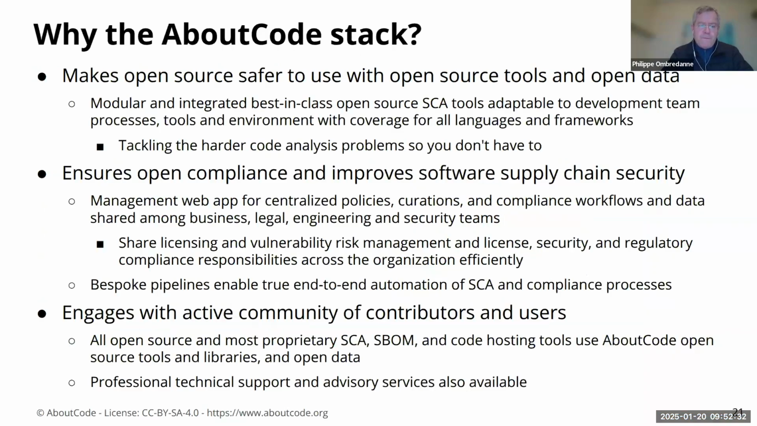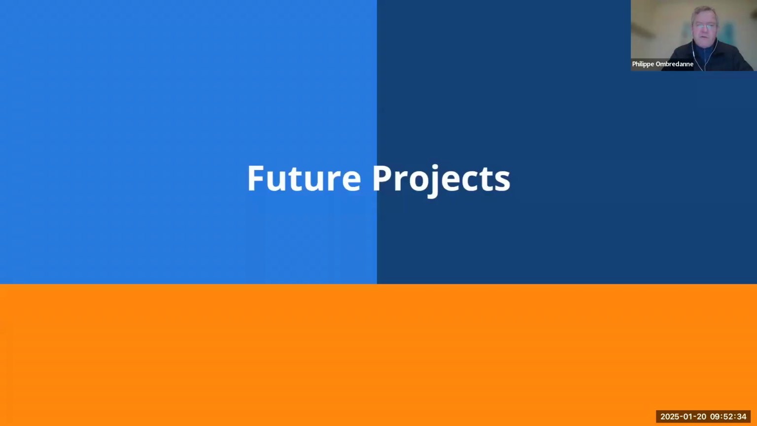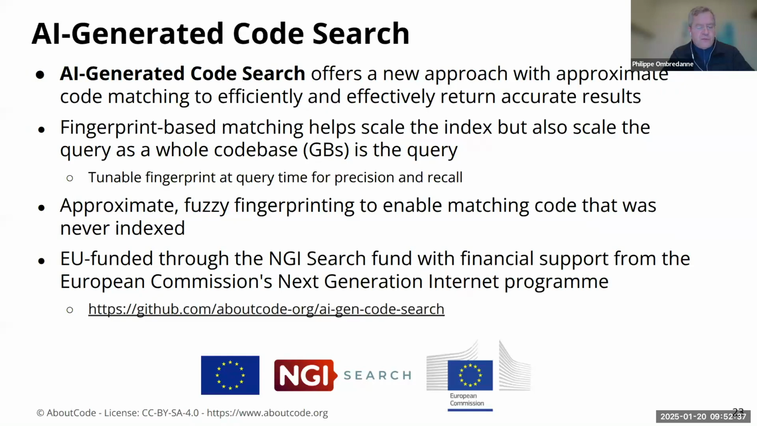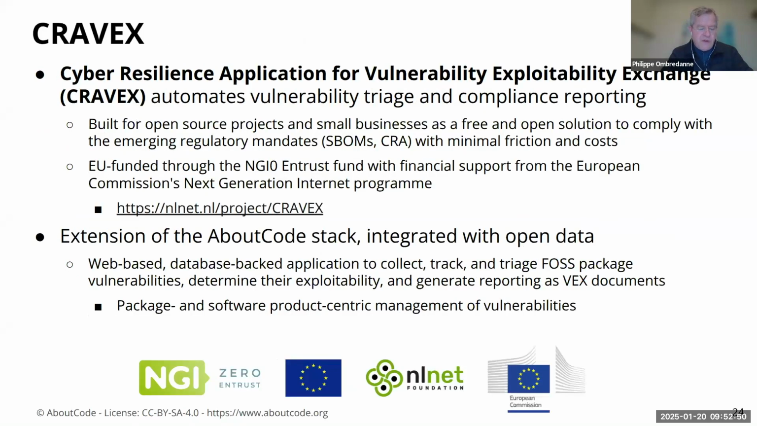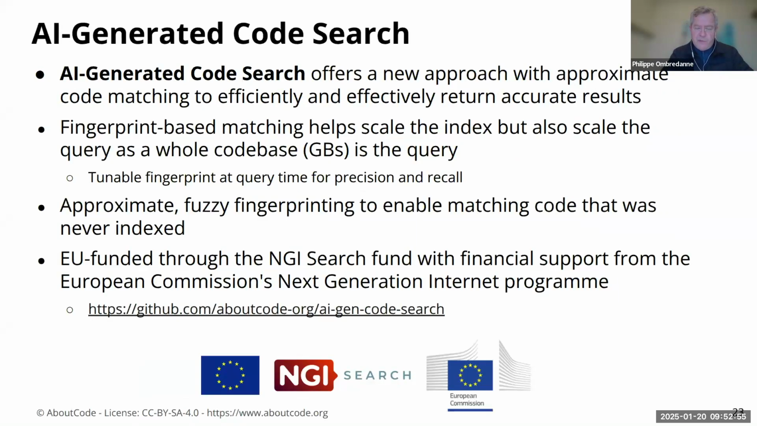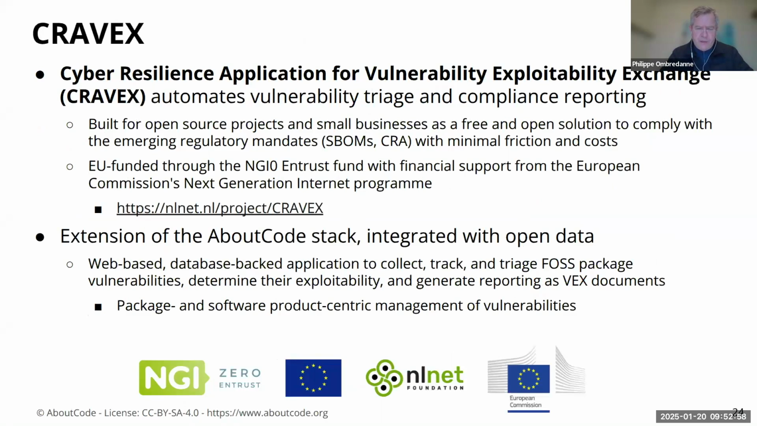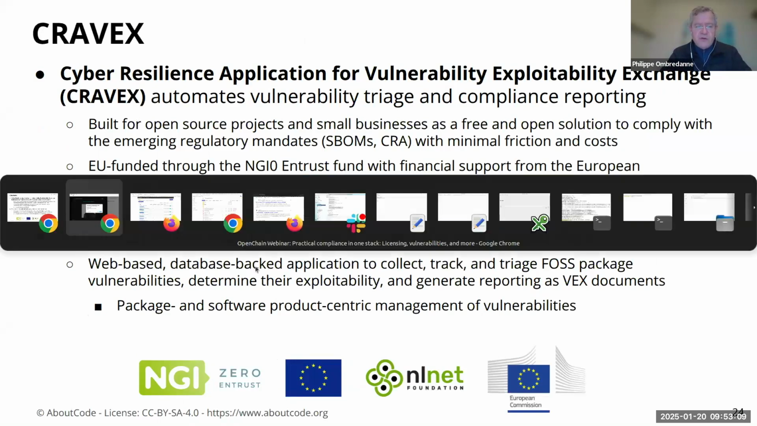So I'm going to go now very quickly to future projects. So, AI-generated code search, as I said, is support for not only detecting AI-generated code, but also matching snippets with different algorithms. Crevex is a project, and by the way, these are funded in part by the European Union. Crevex is a project specifically for vulnerability exploitability exchange. It's a set of extensions and new modules in DejaCode.